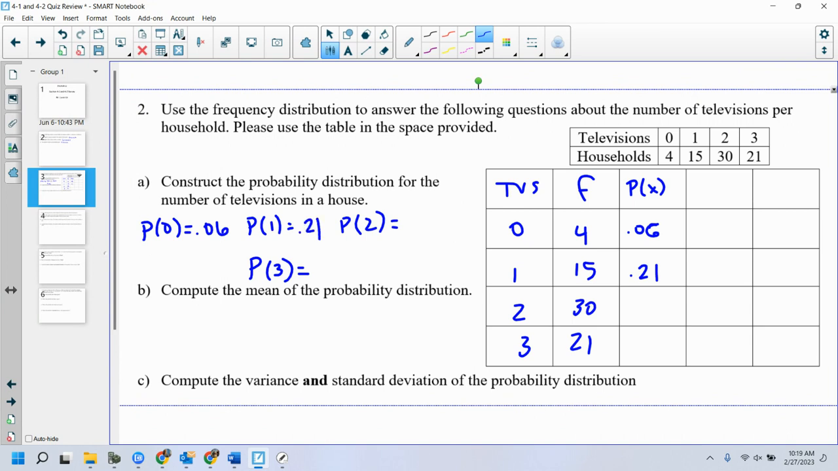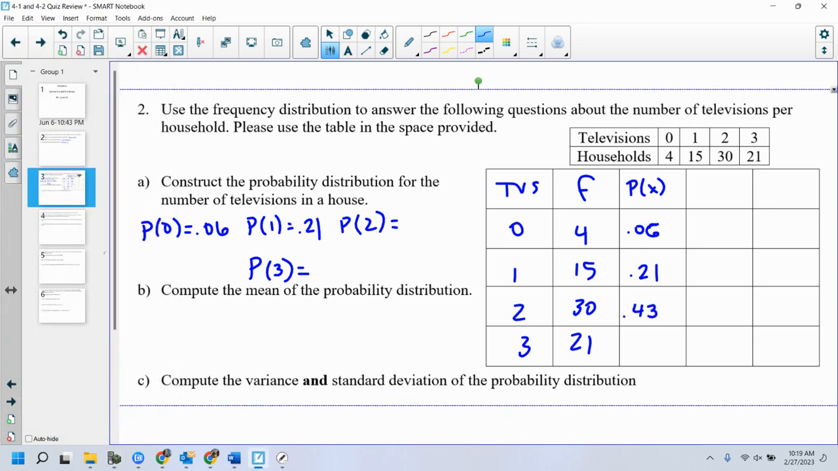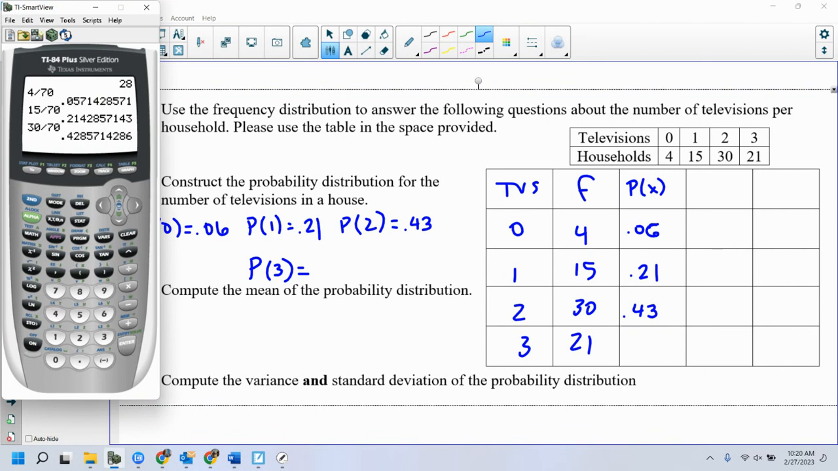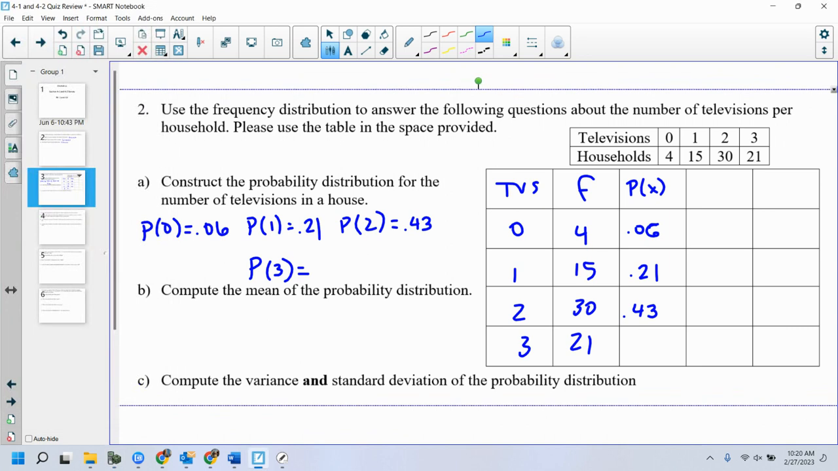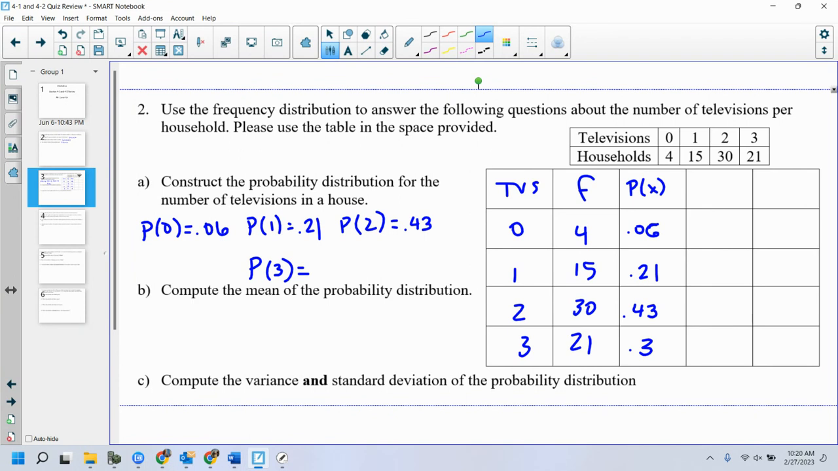I have a 21% chance of randomly selecting a person with 1 TV in their house. P of 2, 30 out of 70, less than half, 0.43. I have a 43% chance of selecting a person with 2 TVs in their house. And then 21 out of 70 gets me 0.3. Really, just 0.3? Yeah, divided by 7. 0.3, 3/10, 30% chance.